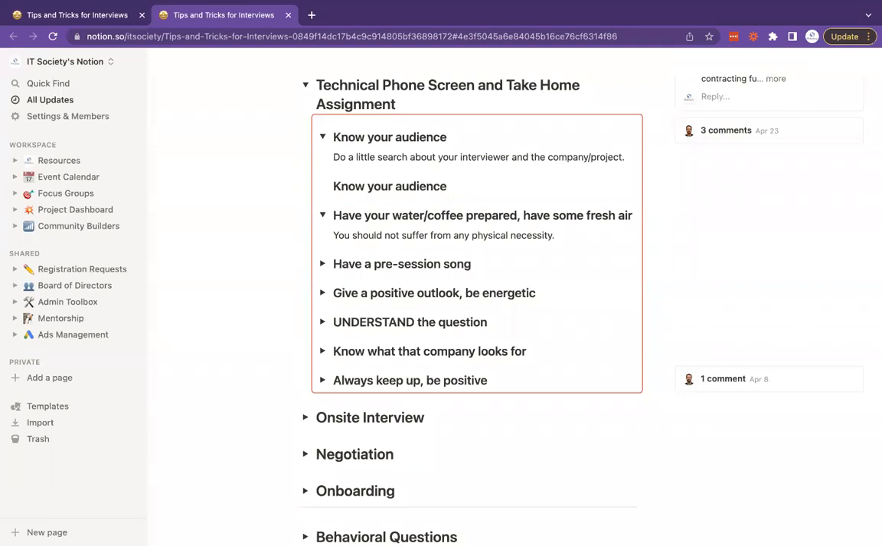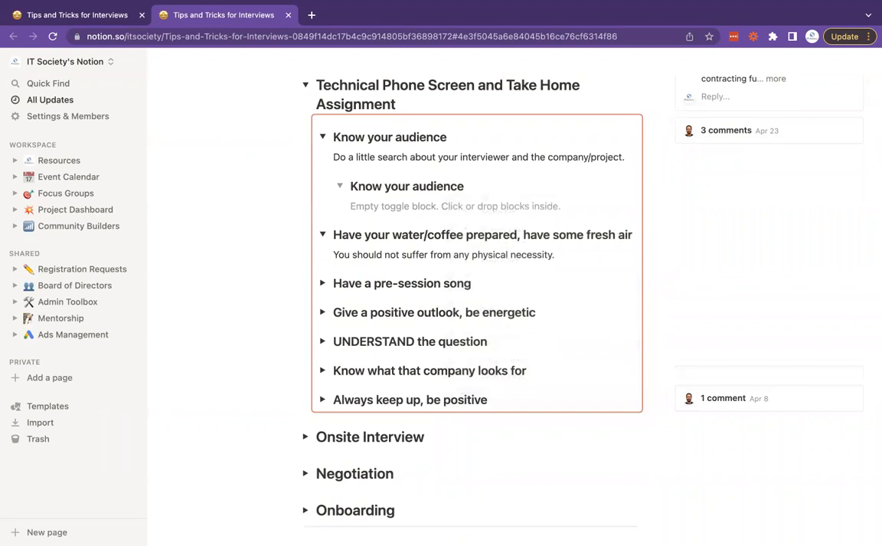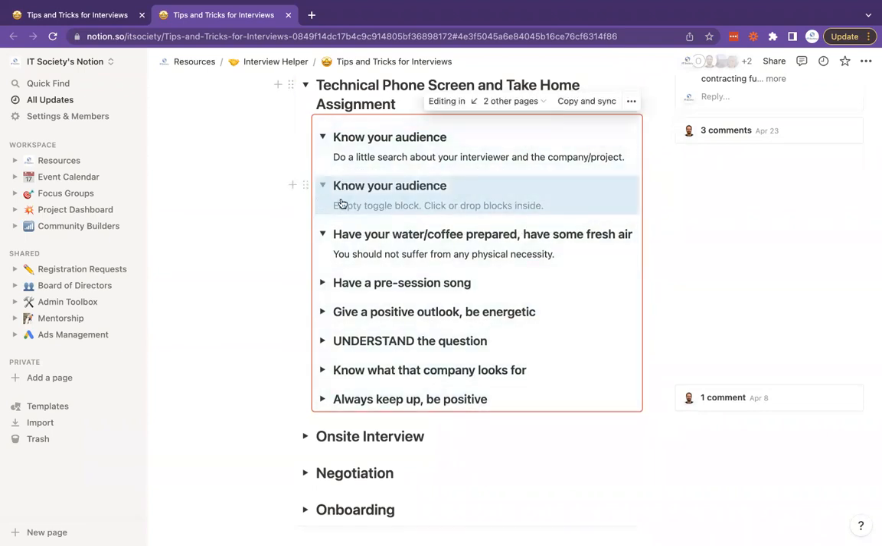And I'm going to talk about not taking it too seriously a little bit more. But if you would like to add something, I think these are the things that some people do. In this Zoom call, if you would like to add something about these two things, having a pre-session song, or having water or coffee prepared, is there anyone who would like to add something to that?